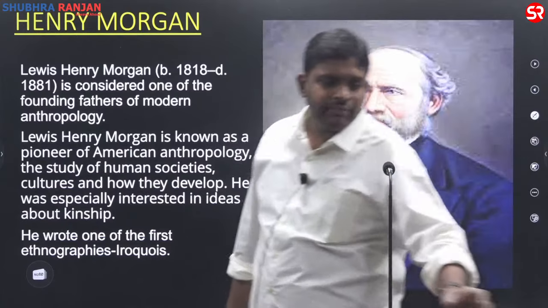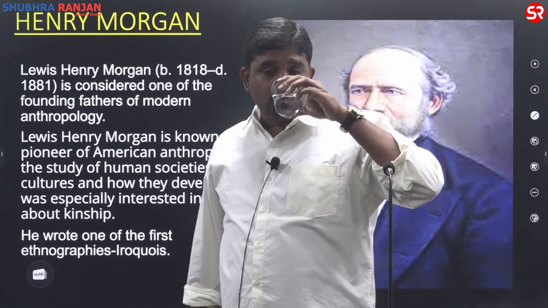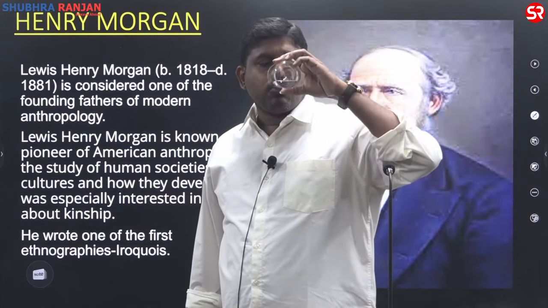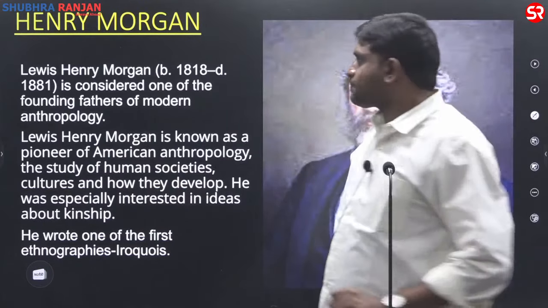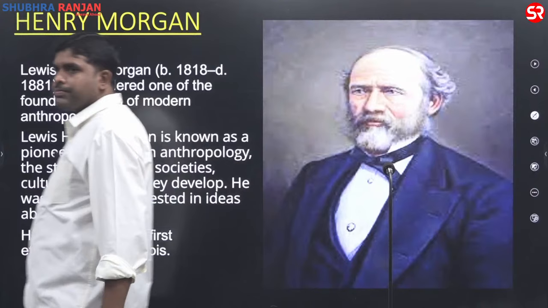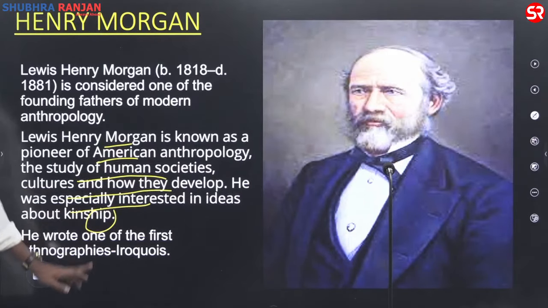So first is E.B. Taylor. Second one, next. Which country? American. Lewis Henry Morgan. Now you see. One of the founding fathers of American anthropology. Same, we studied this. Founder of American anthropology. Pioneer of American anthropology. Human societies, how they develop. He was especially interested in ideas of kinship.